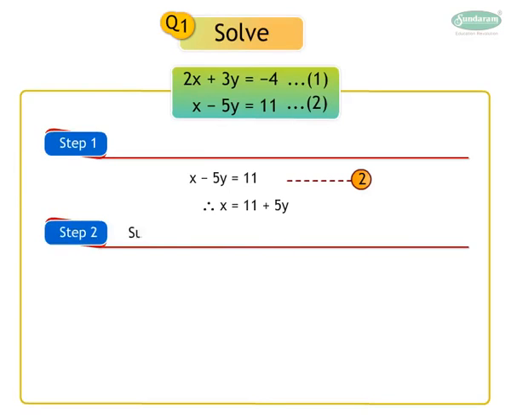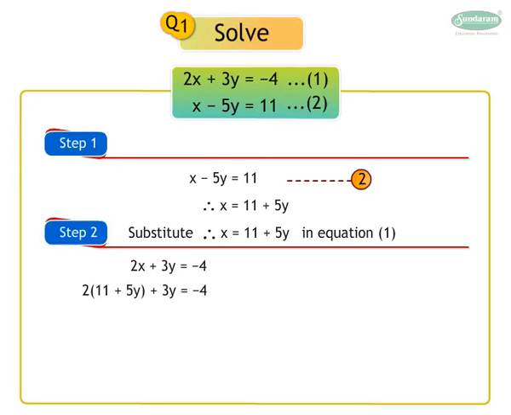Step 2. Substitute x as 11 + 5y in equation 1 and solve for y like any linear equation. 2x + 3y = -4. 2(11 + 5y) + 3y = -4. Therefore, 22 + 10y + 3y = -4. Therefore, 13y = -4 - 22 = -26. Now we get y = -2.